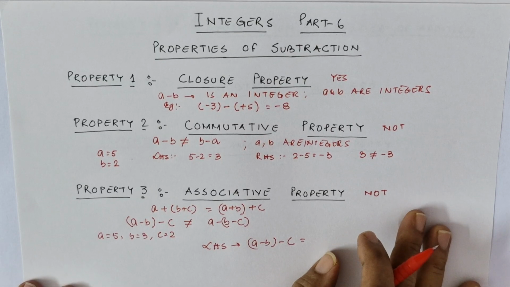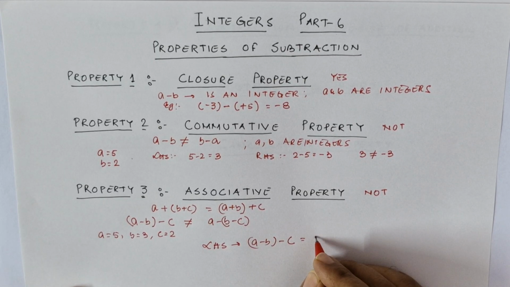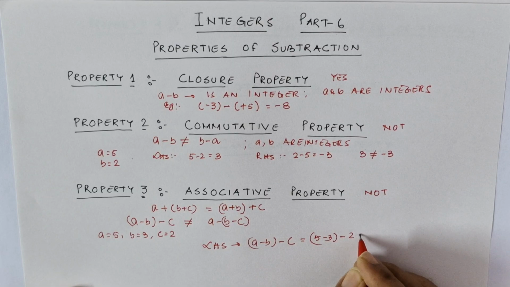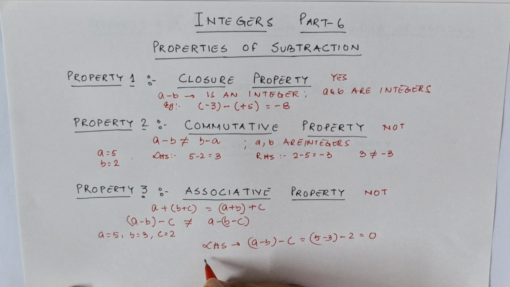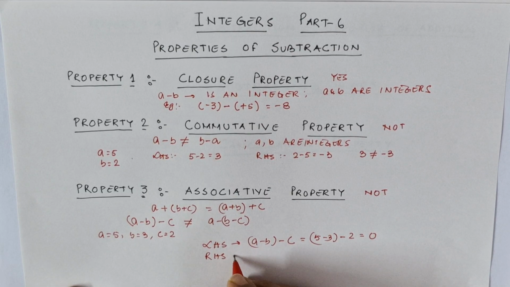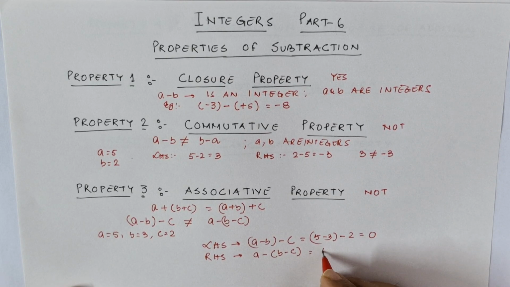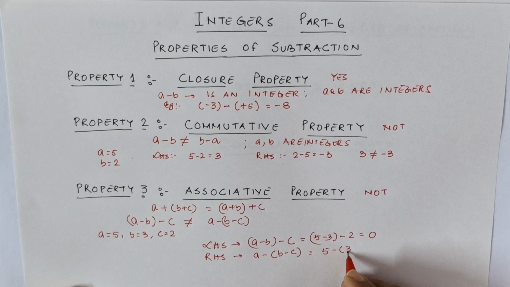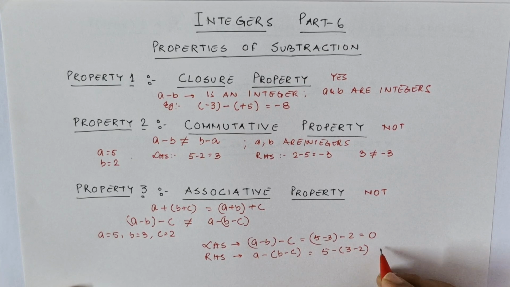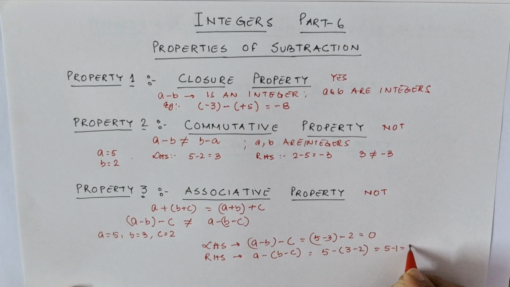So what is that? 5 minus 3 minus 2, that is equal to 0. So what about the right hand side? The right hand side is A minus bracket B minus C, that is 5 minus bracket 3 minus 2, that is 5 minus 1 equal to 4.